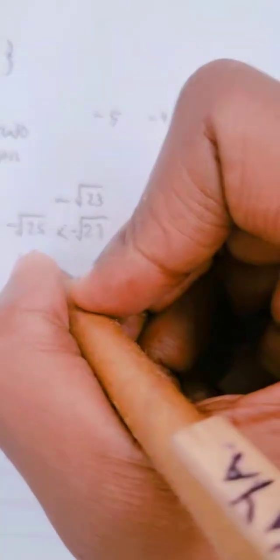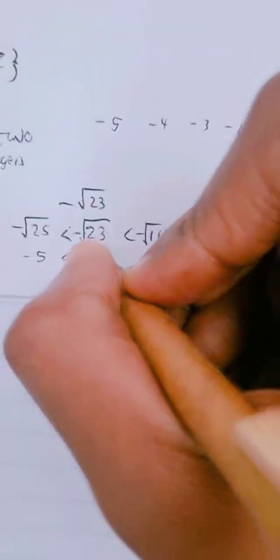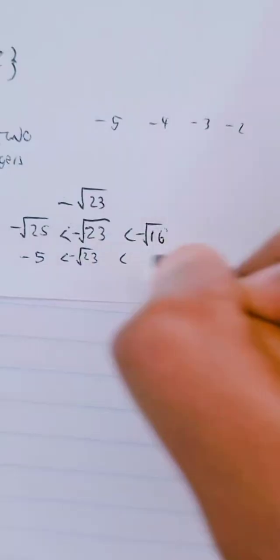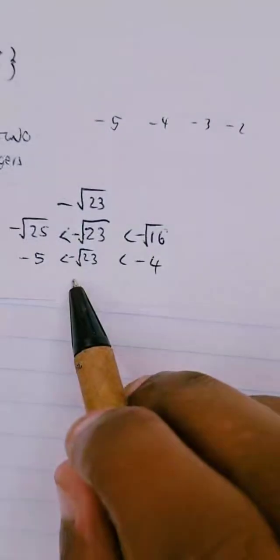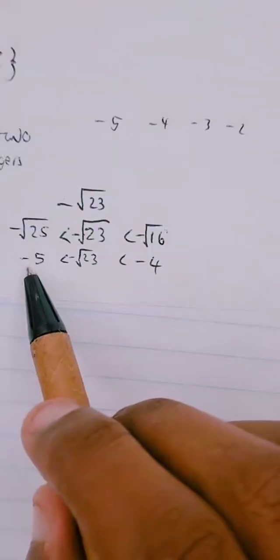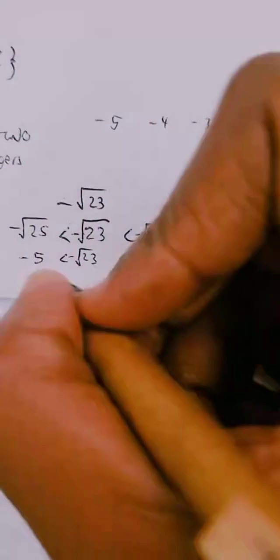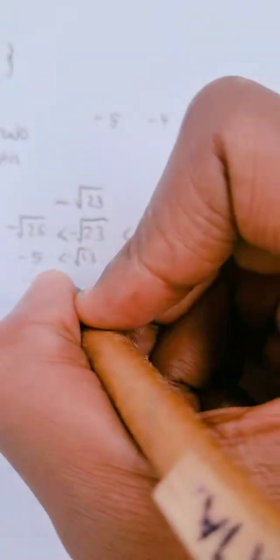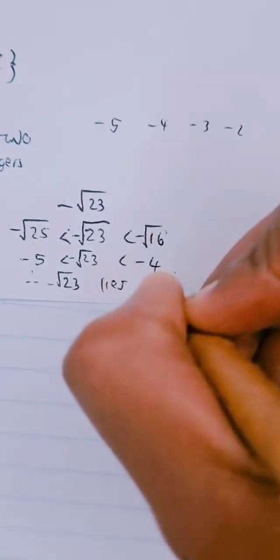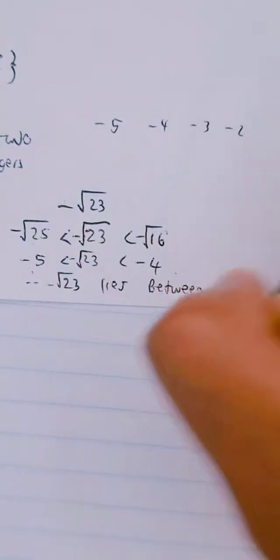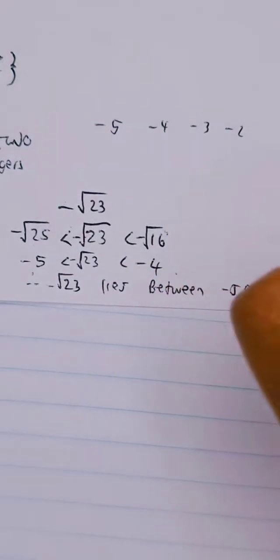Square root of 25, -5. Square root of 16, we have -4. This makes sense because the smallest number needs to be on one side, the biggest number on the other side. Therefore, we say negative square root of 23 lies between -5 and -4. Now, I know some of you are like, yeah, I know this, Tisha. Okay guys, I'm glad you do. I also wanted to just double check that you do.